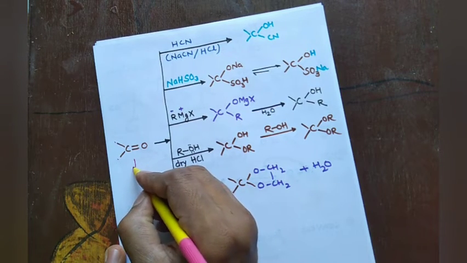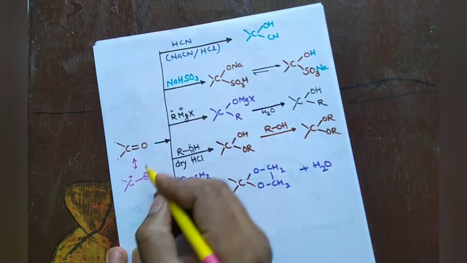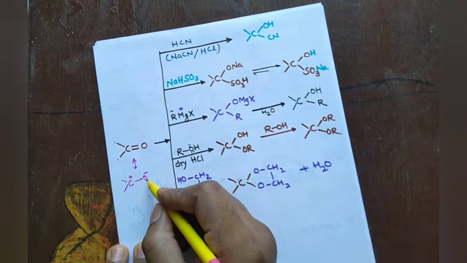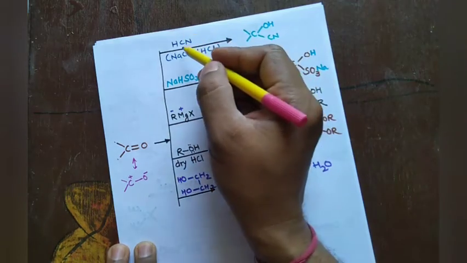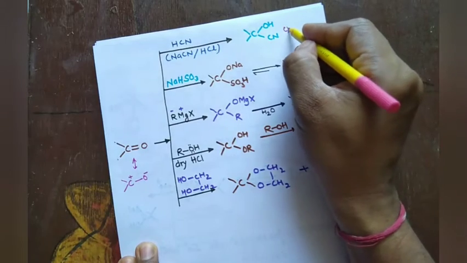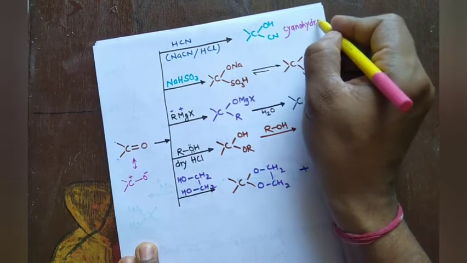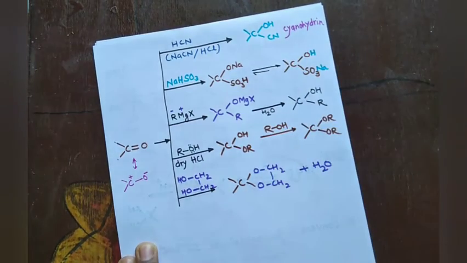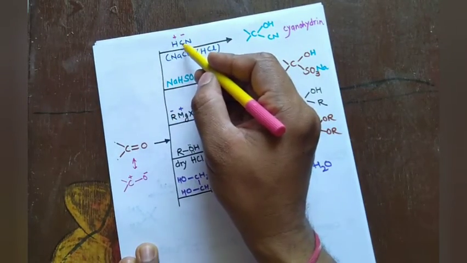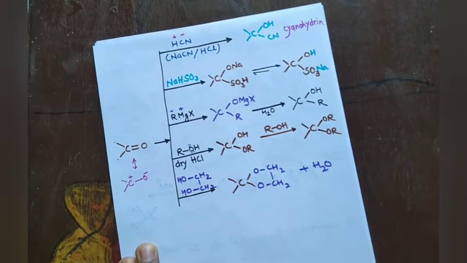Since the carbonyl carbon is electrophilic, it is evident from the resonating structure. This carbon is electrophilic in nature, and this oxygen is nucleophilic in nature. We have discussed this reaction. HCN when added to carbonyl compounds forms cyanohydrin. This is a common name actually, not an IUPAC name. H plus, CN minus. CN minus is a nucleophile, will go to carbon, and H plus is an electrophile, will go to oxygen.